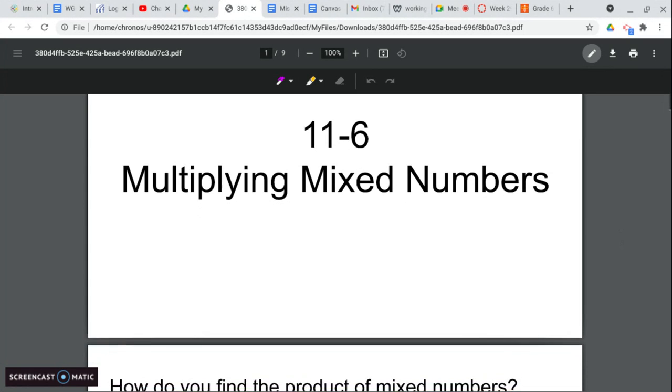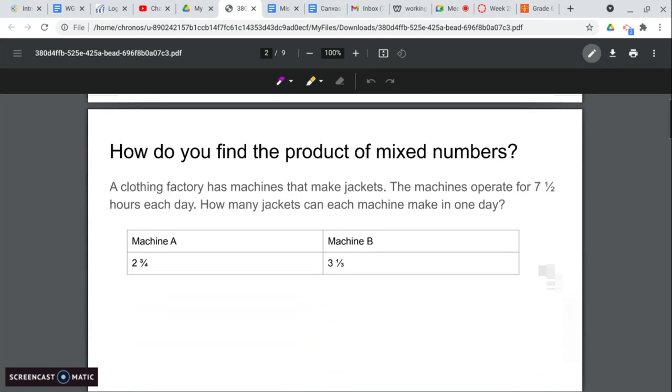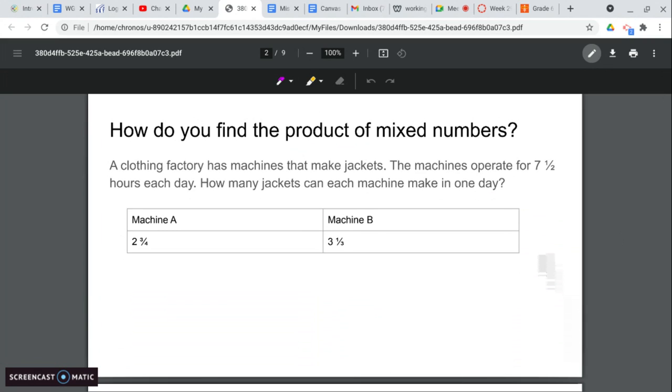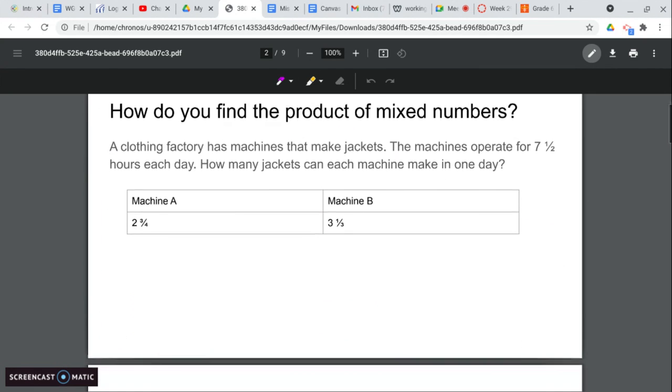So let's go ahead and jump right in. How do you find the product of mixed numbers? A clothing factory has machines that make jackets. The machines operate for 7.5 hours each day. How many jackets can each machine make in one day?